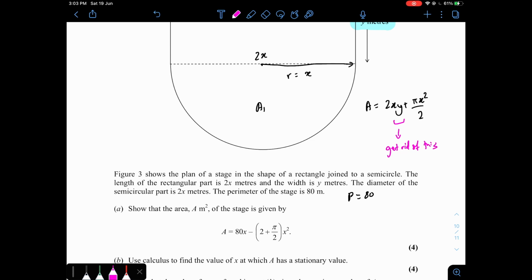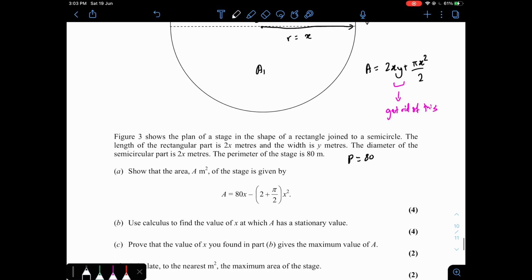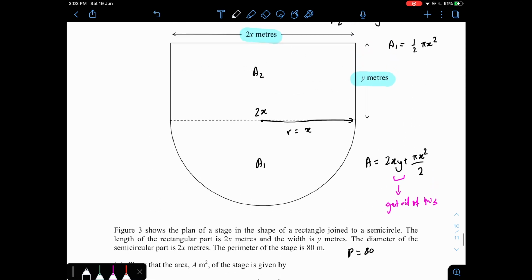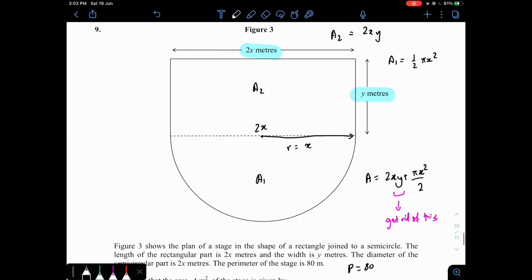Well, this is where the perimeter comes in handy. There's a reason they've given us the perimeter and not asked us anything about it. We need to use the perimeter. So how do we use the perimeter to help us here? So let's look at the perimeter. So that will be y over here.